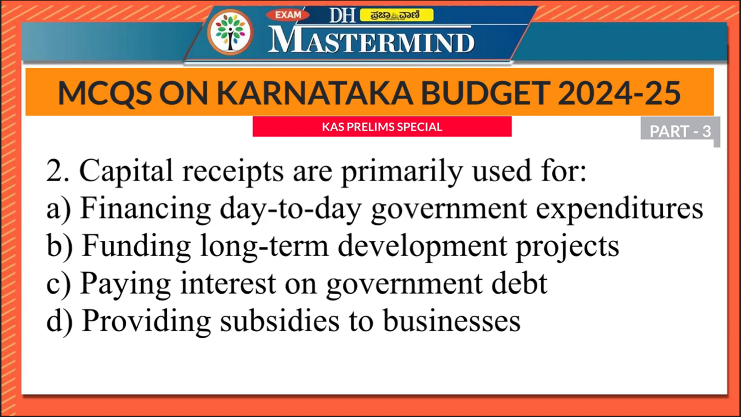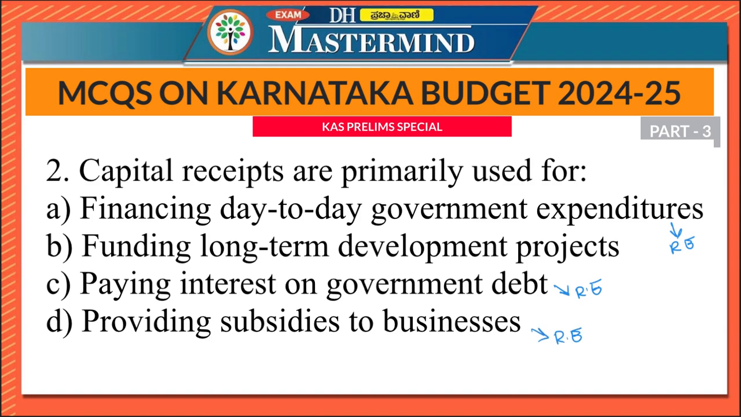Second question says, capital receipts are primarily used for financing day-to-day government expenditures, funding long-term development projects, paying interest on government debt, providing subsidies to businesses. So if you have watched our previous video, you should be able to answer this question. Financing day-to-day government expenditures comes under revenue expenditure. Paying interest on government debt also comes under revenue expenditure. Providing subsidies to businesses, they come under revenue expenditure.